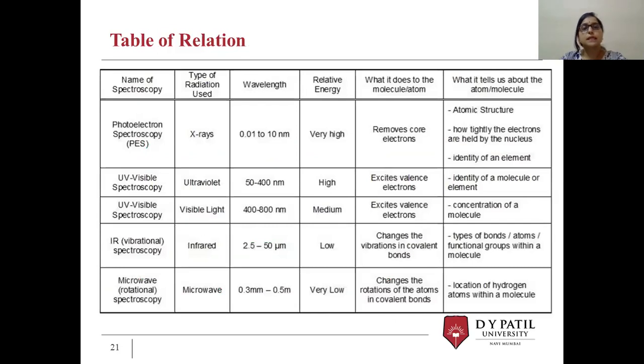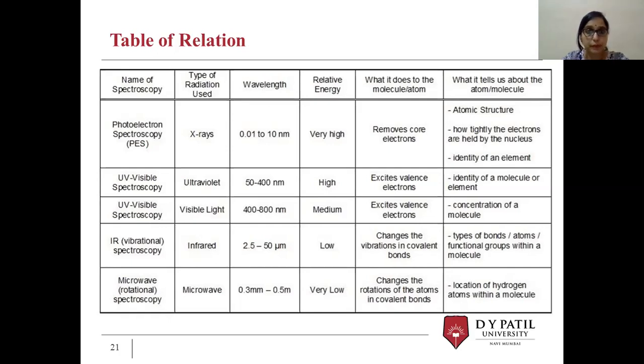Now, the table of relation. We will discuss here the relation between spectroscopy, type of radiation used, wavelength, related energy, what it does to the atom or molecule, and what it tells us about the atom or the molecule. To start with, photoelectron spectroscopy deals with X-rays, wavelength 0.01 to 10 nanometer, energy very high, removes core electrons, and we can get atomic structure, how tightly the electrons are held by the nucleus, and the identity of an element.